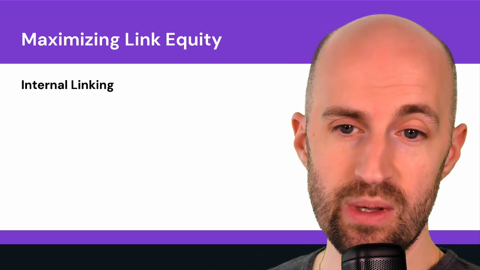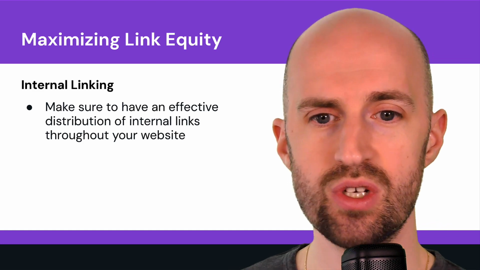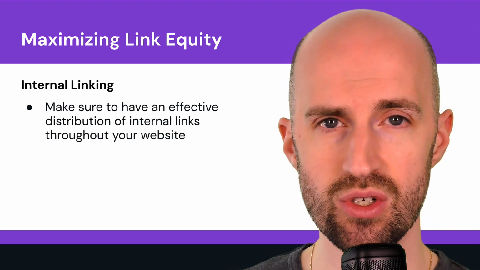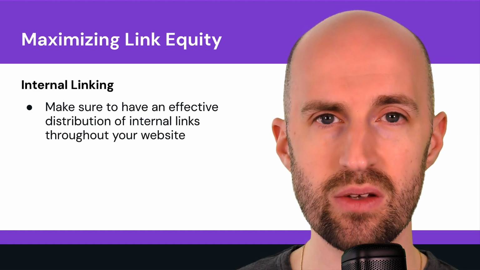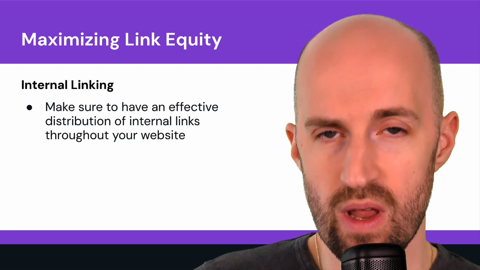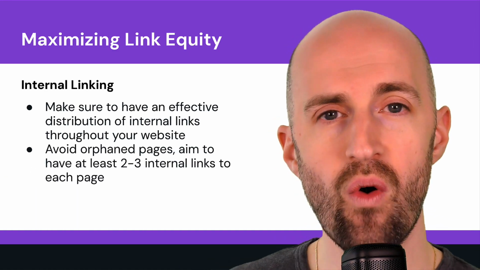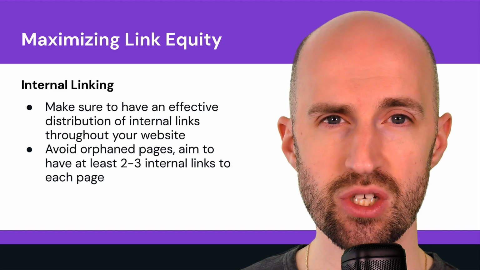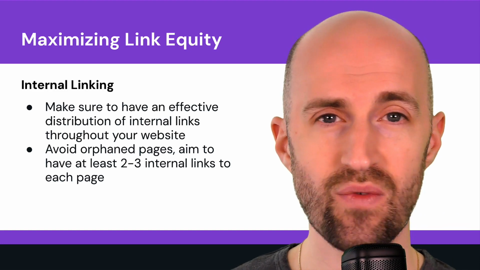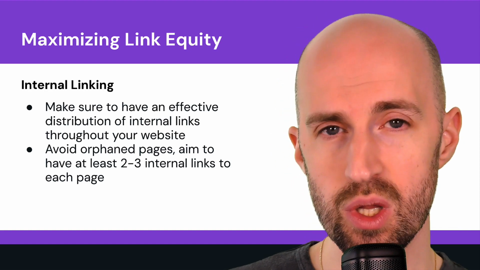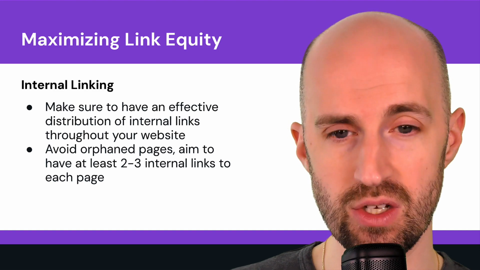Then you have internal linking. So make sure you have an effective distribution of internal links throughout your site. So make sure that you're pointing to different sections of your site and allows people, visitors and users to actually navigate quite easily. You want to avoid orphan pages. So orphan pages are pages with no links to them, no internal links. So for every page, you want to have at least 2 to 3 internal links pointing to them from other, relevant pages.